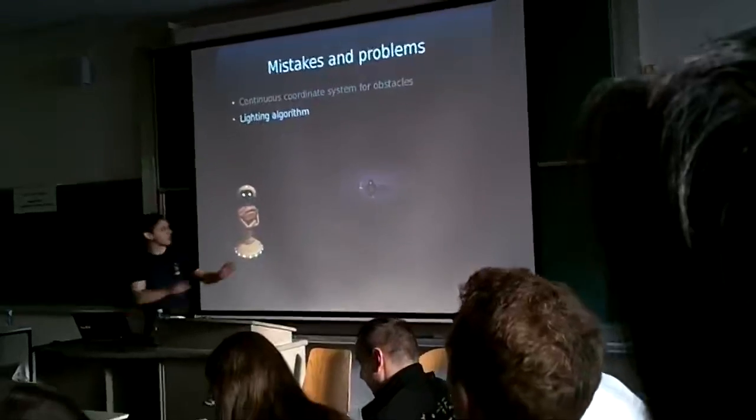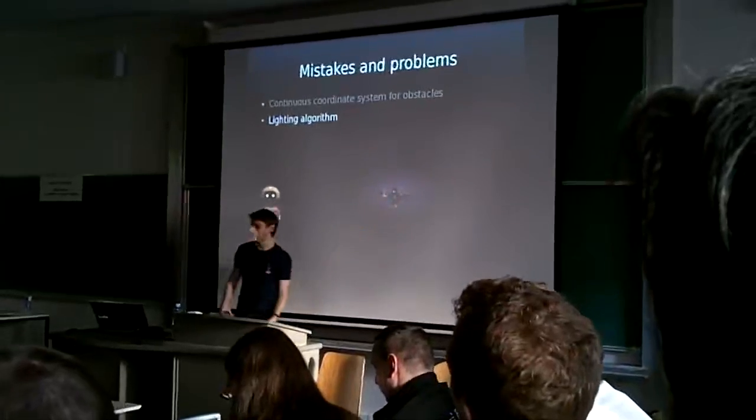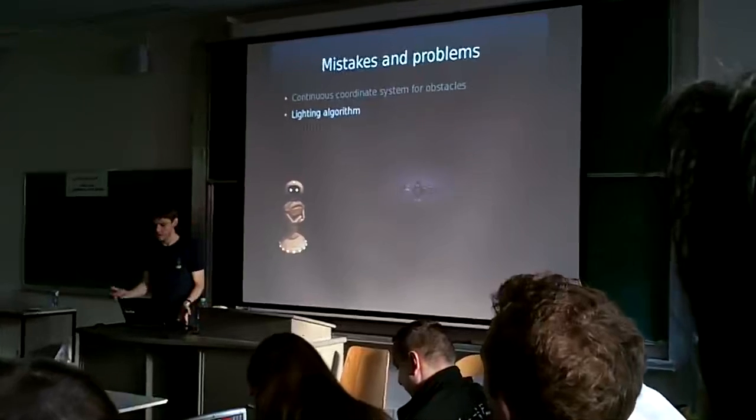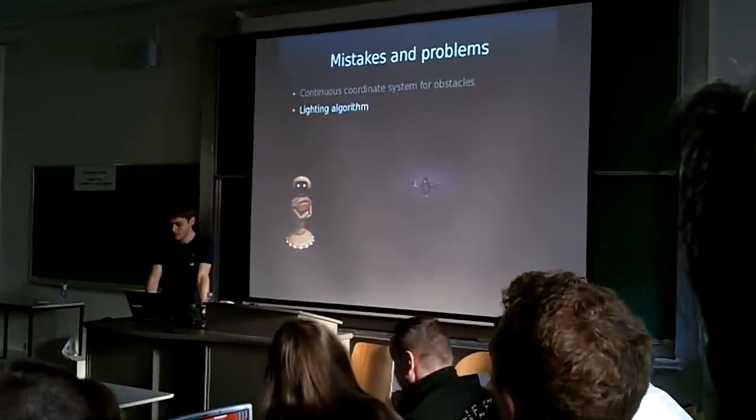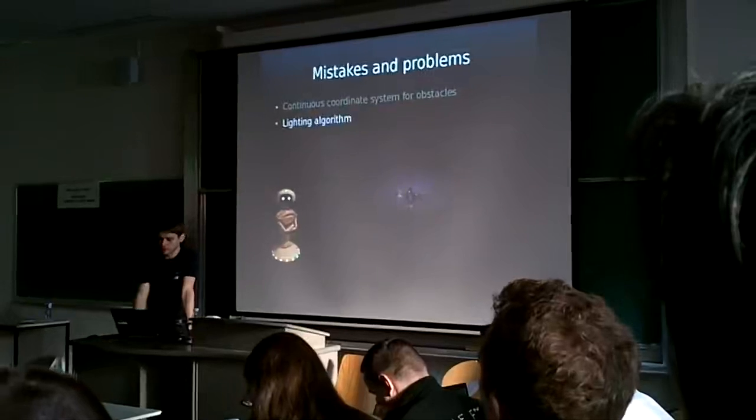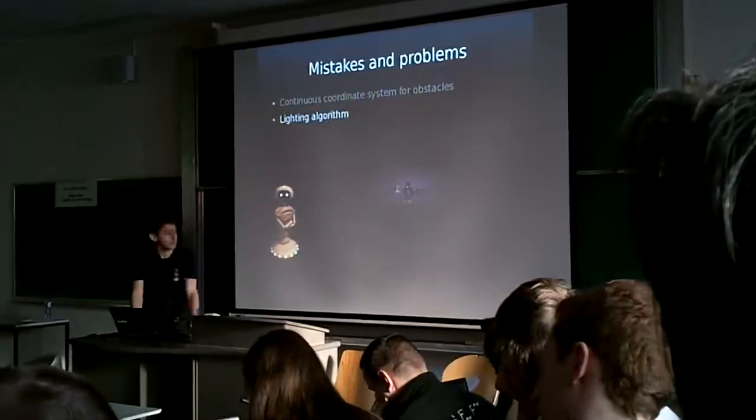Because we throw rays and check if we hit walls. If we throw many rays, it costs a lot, but if we throw too few rays, it's going to look very ugly. So the lighting algorithm kind of results from the continuous system that we use. It's very poor, but it does look good.